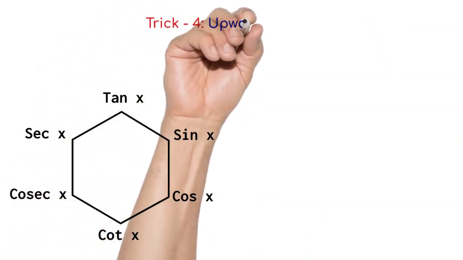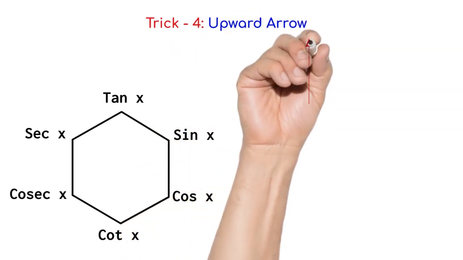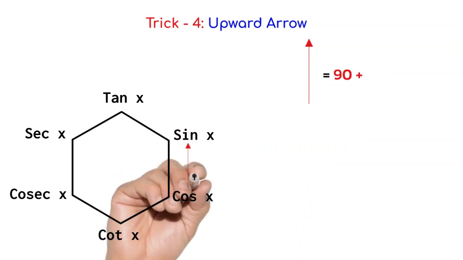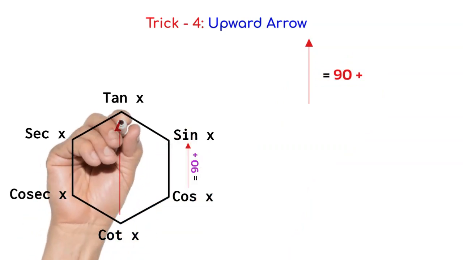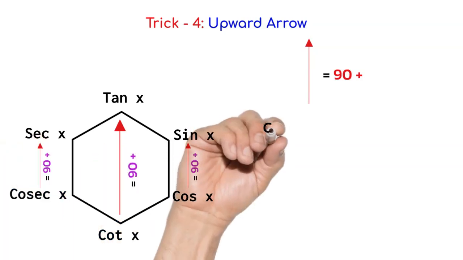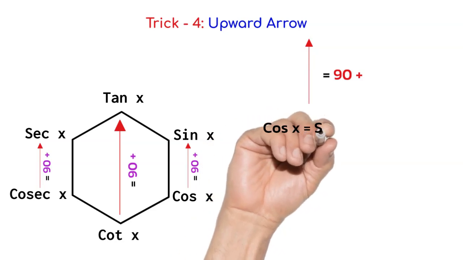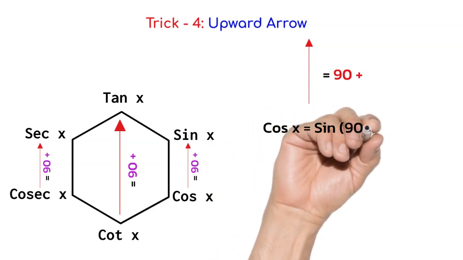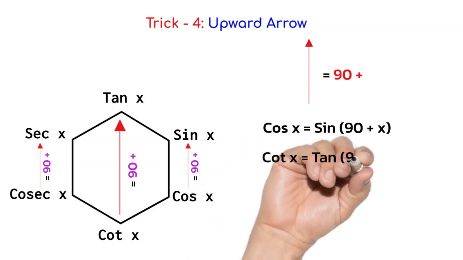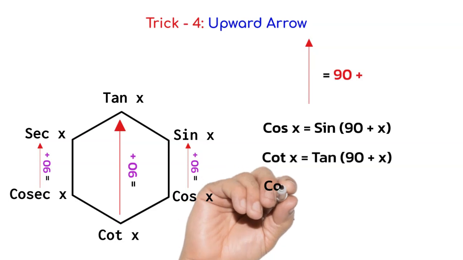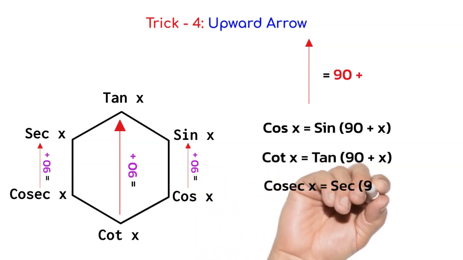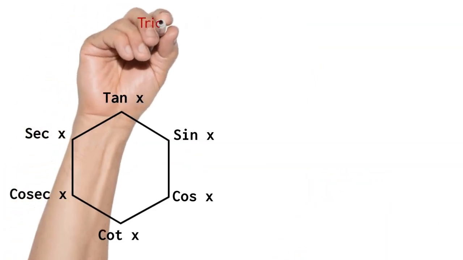Now, trick 4 is the upward arrow, that is 90 plus, we will call it. This is applied diagonally upwards. If you apply this diagonally upwards, we will get equations such as cos x is equal to sin of 90 plus x, cot x is equal to tan of 90 plus x, cosecant x is equal to secant of 90 plus x.